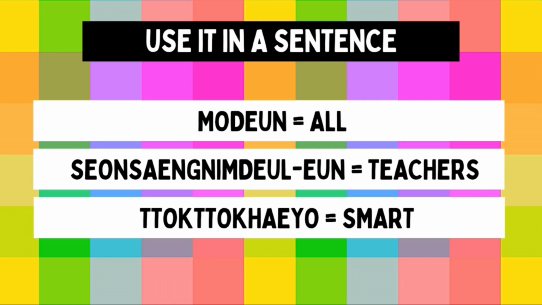But if you want to say teachers, as in the plural term of teacher, we need to change 선생님 into 선생님들. And then we will add 은 to indicate that this is the subject of the sentence. So, 선생님들은 pertains to teachers. And 똑똑해요 means smart. So if we combine 모든 선생님들은 똑똑해요, it would result in a sentence that means all teachers are smart.